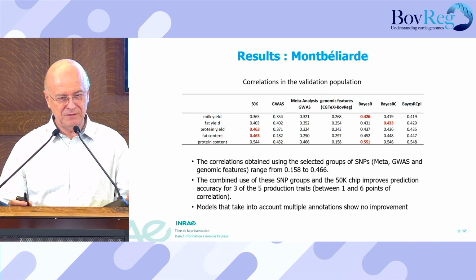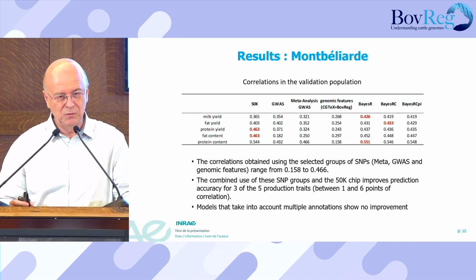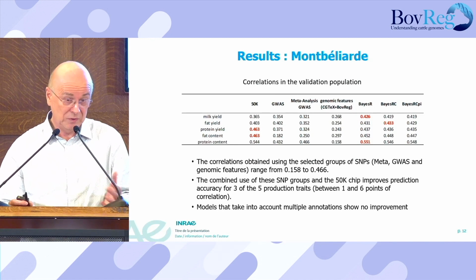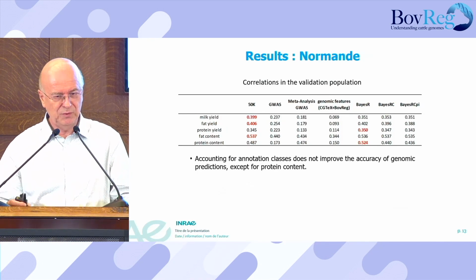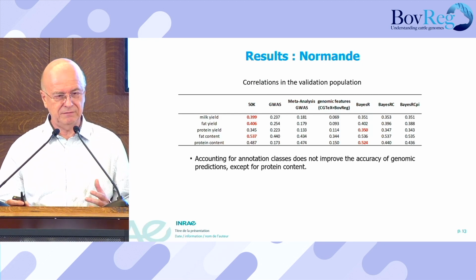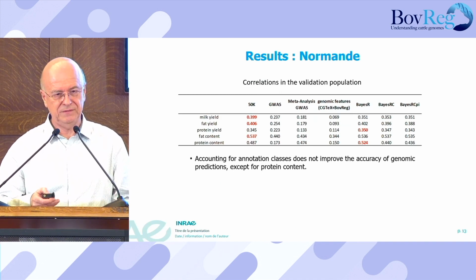In some cases, especially for milk yield, there is a big gain, but that's nearly the exception, I would say. And there is nearly no gain in considering the annotation, and no gain at all considering the multiple annotations. In Normande breed, the results are more or less the same. So BiasR in some situations improves a little bit over the 50K, but the annotations do not improve the results.